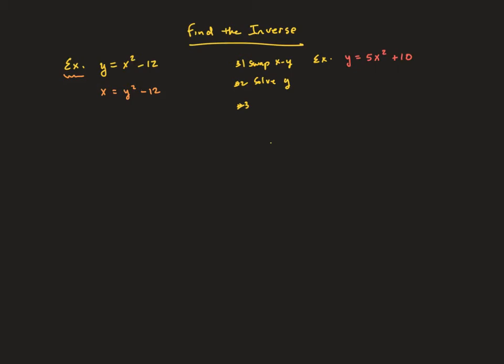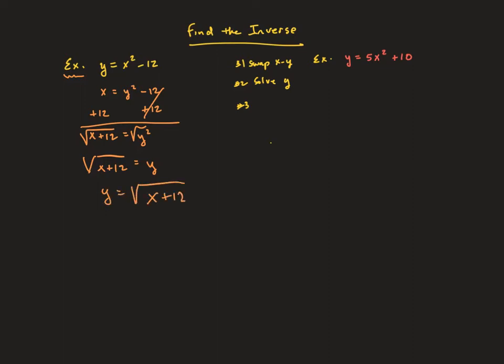Now continuing to isolate y, solving for y, I'm going to do my inverse operations to isolate y. And so I end up having x plus 12 equals y squared. In order to get rid of the y squared, I'm going to go ahead and find the square root of both sides. So y is going to be equal to the square root of x plus 12. So there's my inverse function.